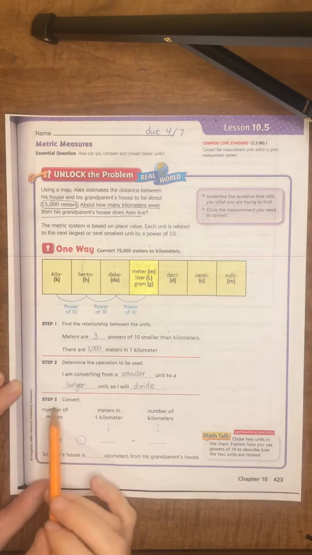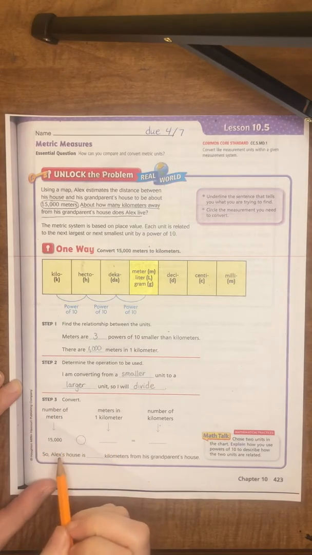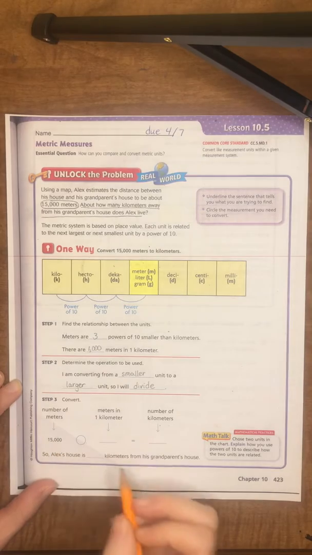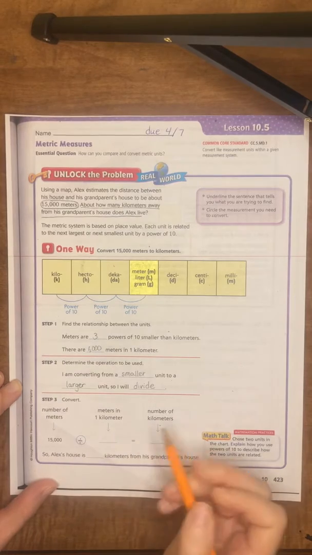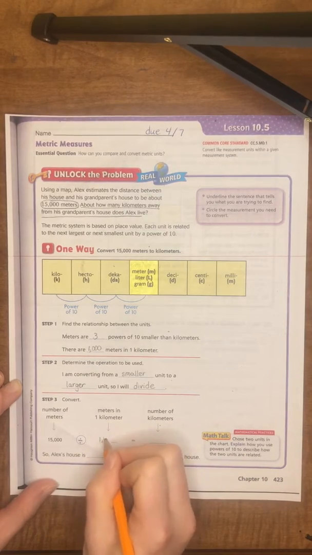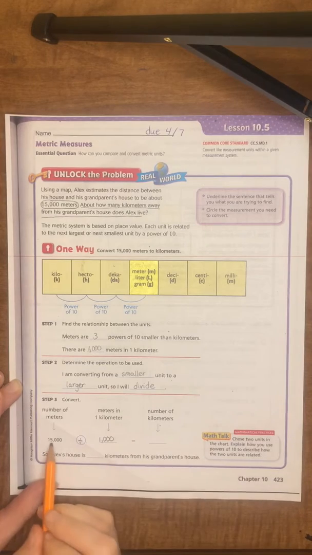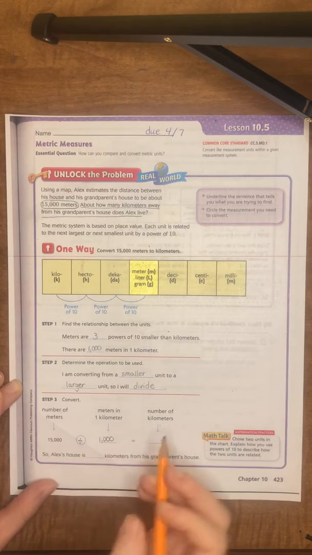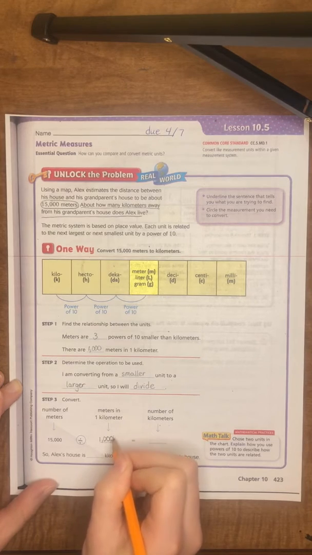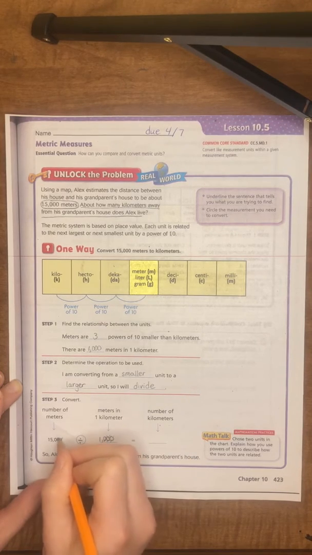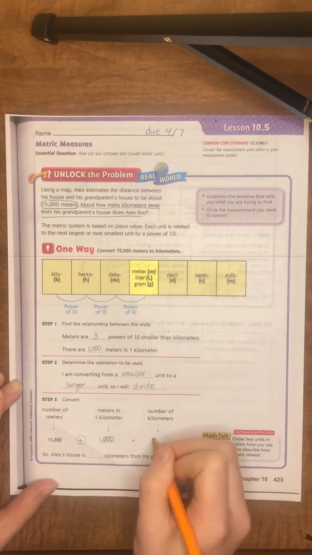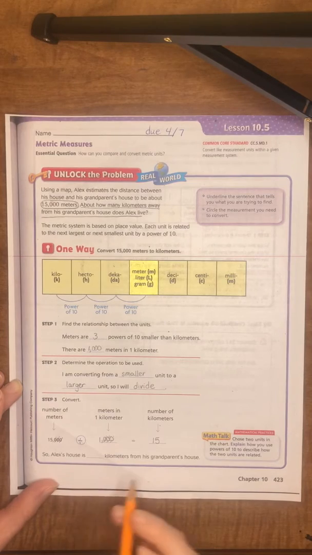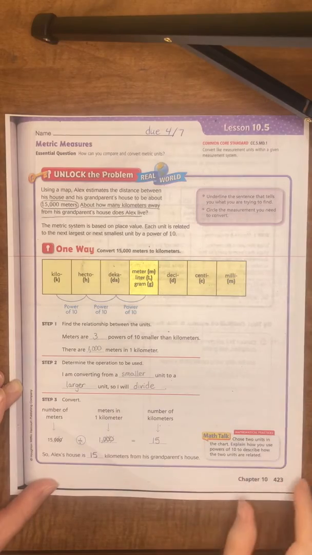Step 3 is to convert. The number of meters we have is 15,000. We're dividing that by the number of meters in a kilometer, which is 1,000. Remember that if they both have zeros, when we divide them we're just getting rid of the same number of zeros. So it's just like 15 divided by 1, which is 15. So Alex's house is 15 kilometers from his grandparents' house.